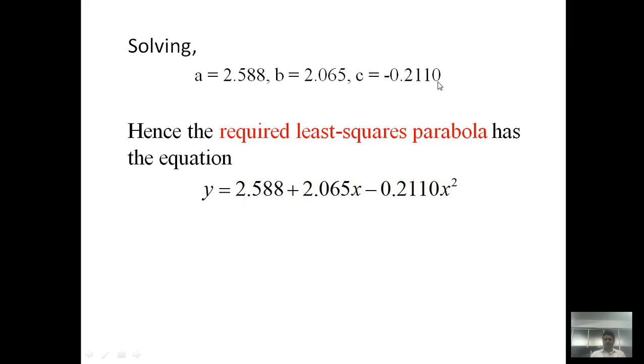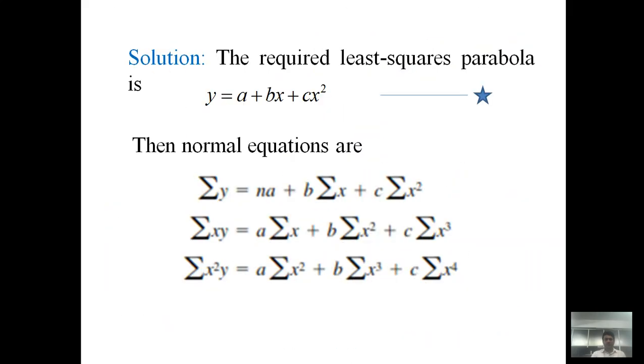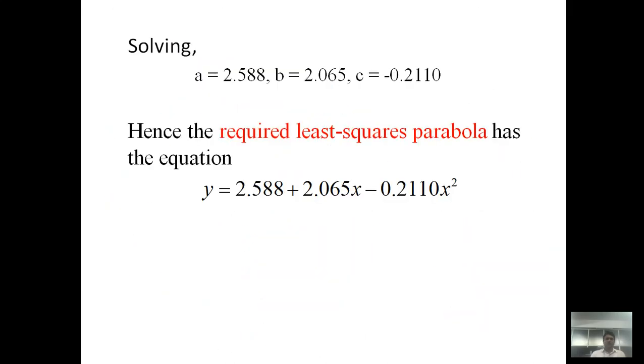Value of C is equal to negative of 0.2110. And initially we assumed that the required least square parabola is given by this equation star, that is y is equal to a plus bx plus cx square. So finally we plug in the values of a, b and c in the equation star. So the required least square parabola is y equals 2.588 plus 2.065x minus 0.2110x square. So actually our example is finished here.